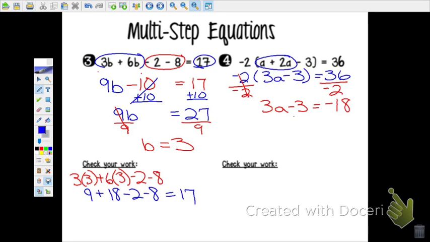Then I'm going to add 3 to both sides. So 3a equals negative 15. And then I divide both sides by 3 to find that a is equal to negative 5.